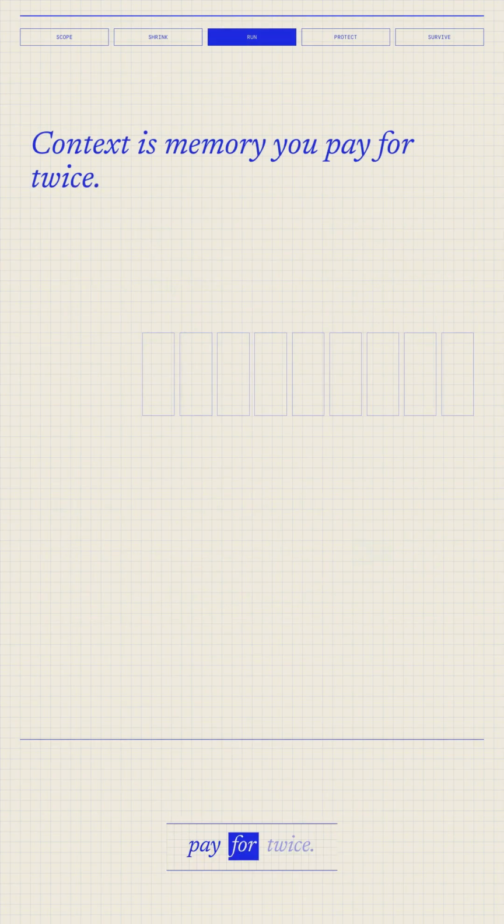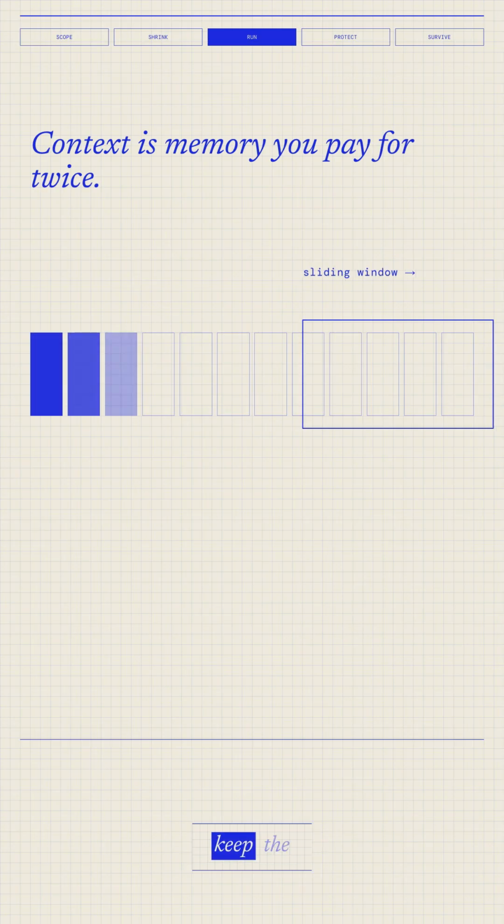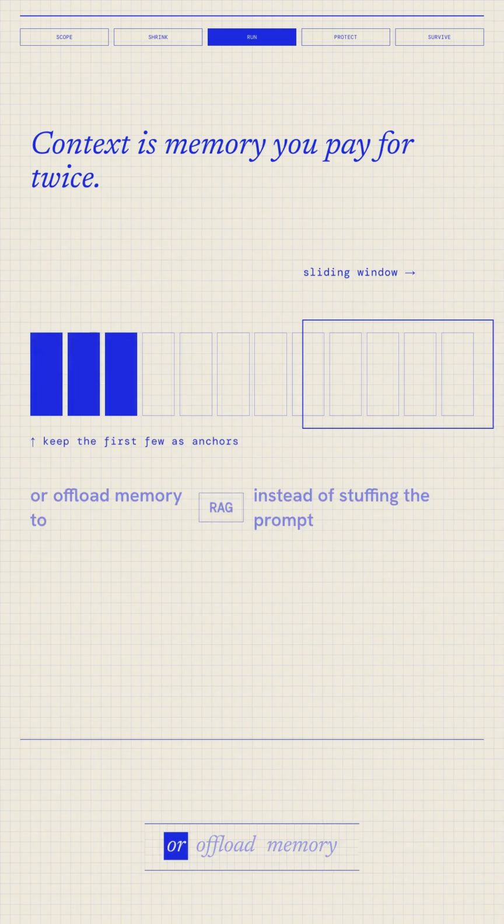Context is memory you pay for twice. Keep it lean, slide a window over old tokens, keep the first few as anchors, or offload memory to retrieval instead of stuffing the prompt.